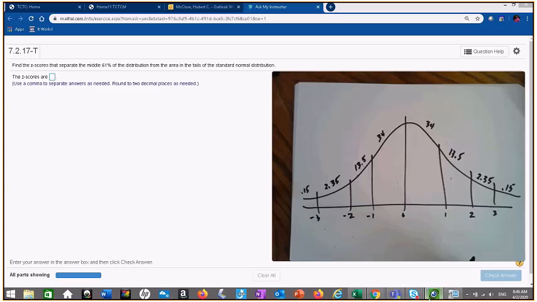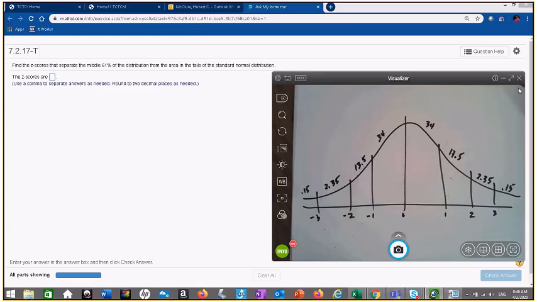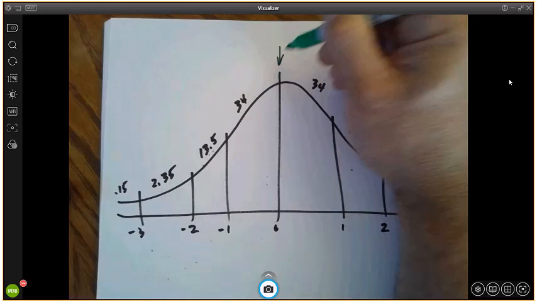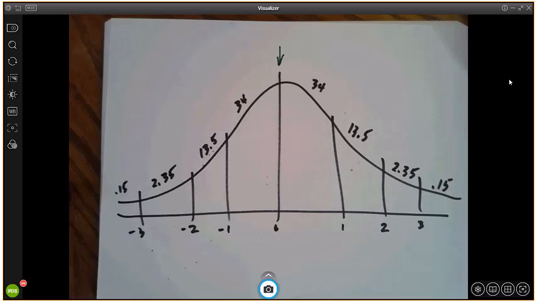Middle 61%. Well, we know what does this represent right here? That green arrow. What does that green arrow represent? That line right there. What does it represent in this curve? I'm asking you, Miss McCann. Do you know?